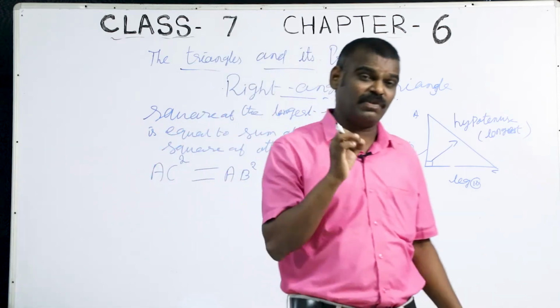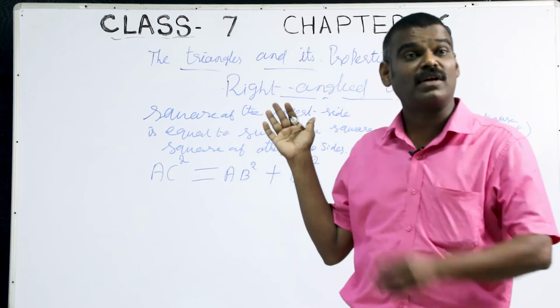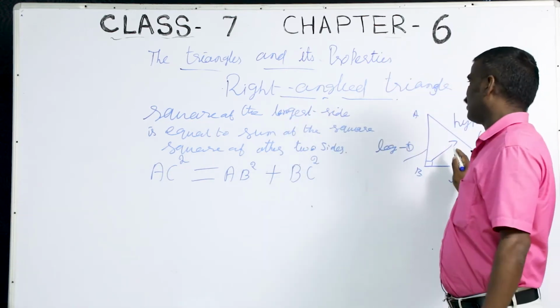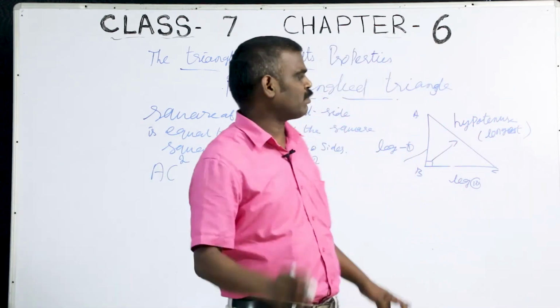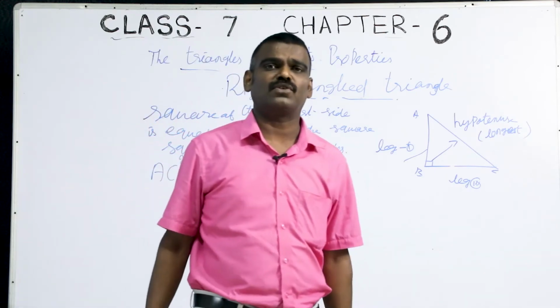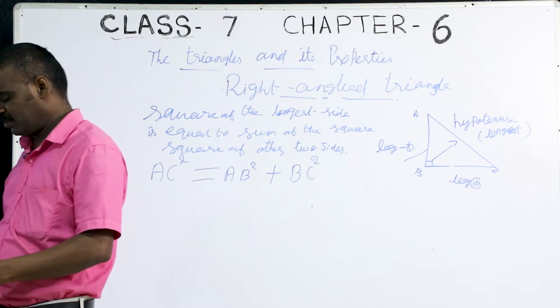This theorem is very, very important. In class 10, a 5 mark question, one question is sure to come in board exams. So right now you learn nicely. What does the Pythagorean theorem tell? The square of the longest side, that is the hypotenuse, is equal to the sum of the squares of the other two sides. You have to listen very carefully and learn nicely. Okay.